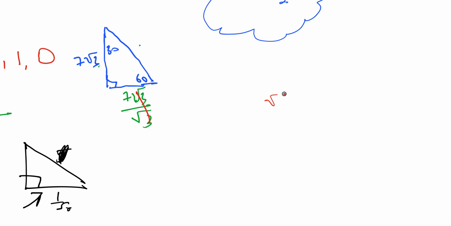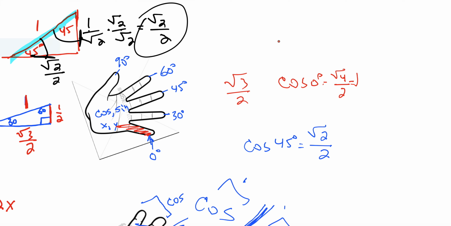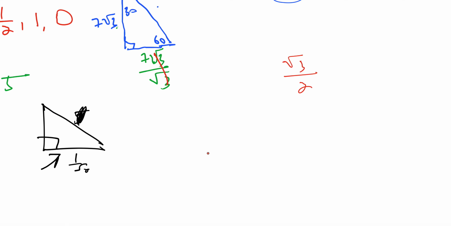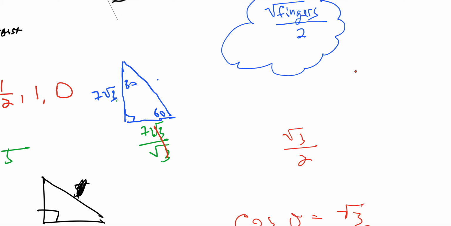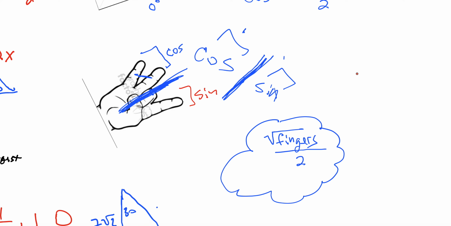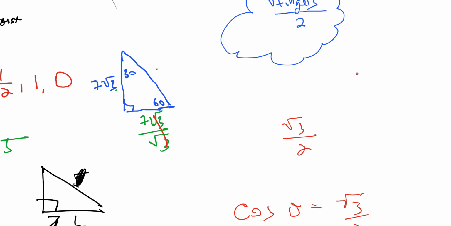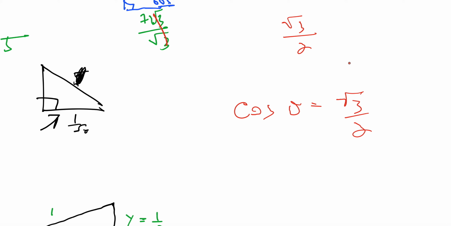So when you have like root 3 over 2, you can actually put your fingers in position. If the cosine of some angle is root 3 over 2, you're like, all right, well, I need to have 3 fingers on top. And what's your pull down? 30 degrees.